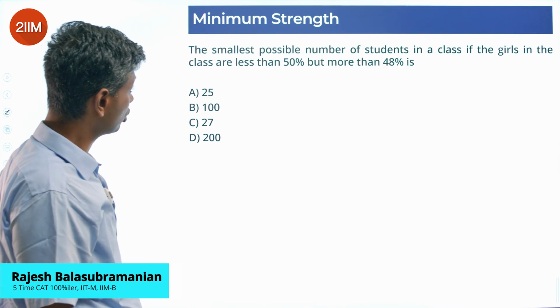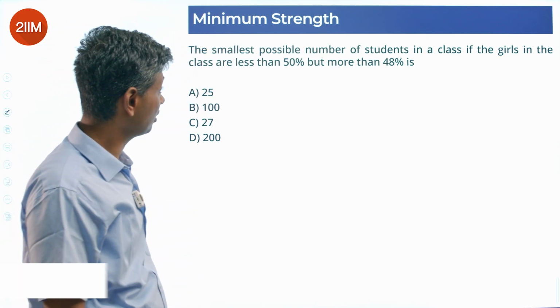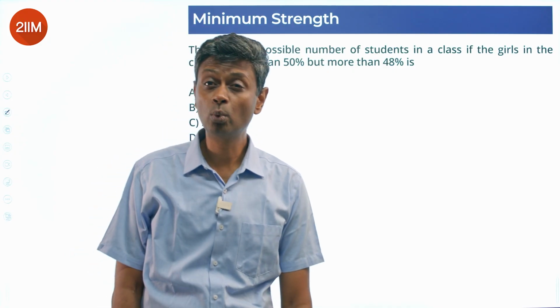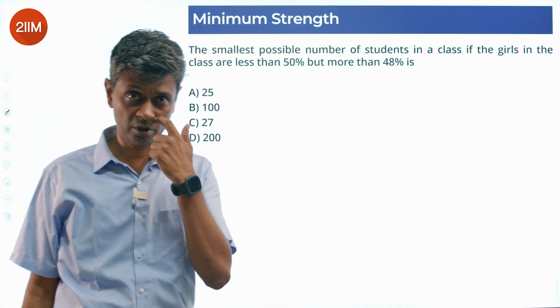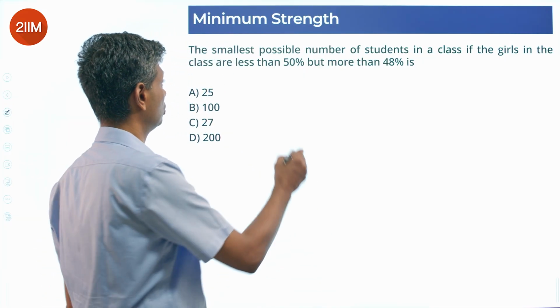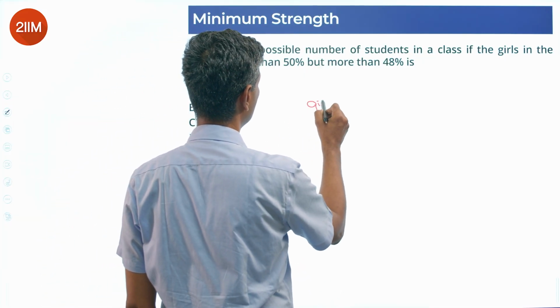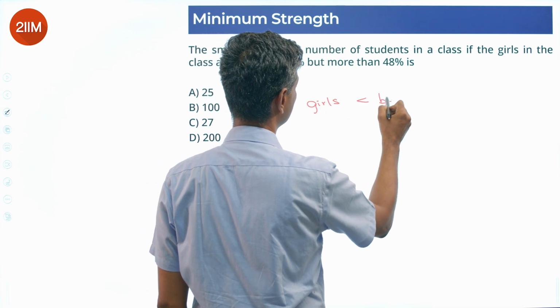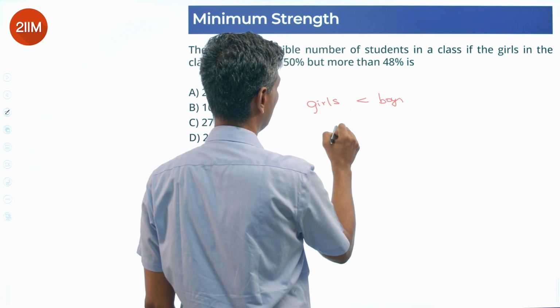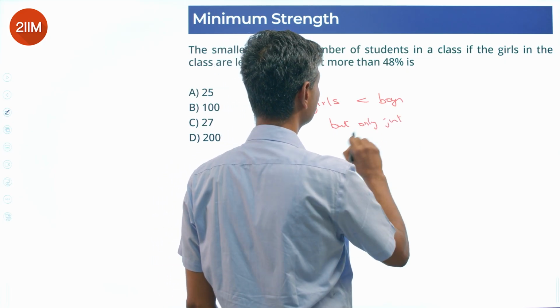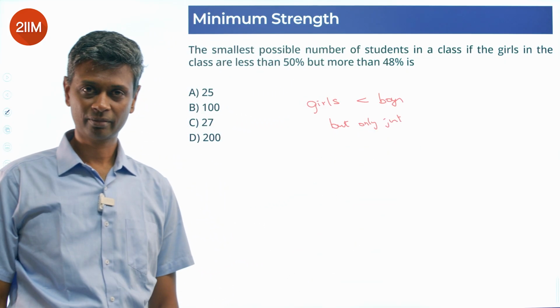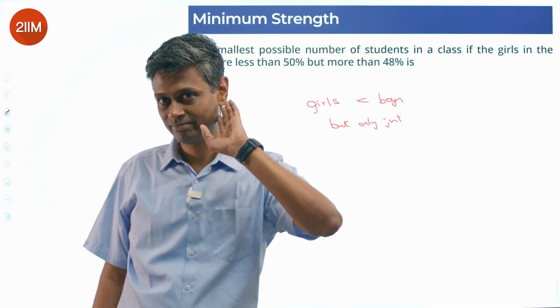The smallest possible number of students in a class if the girls in the class are less than 50% but more than 48% is fine. Very interesting question. Smallest possible number. So first of all, we know girls are less than boys, less than 50%, but only just more than 48%.